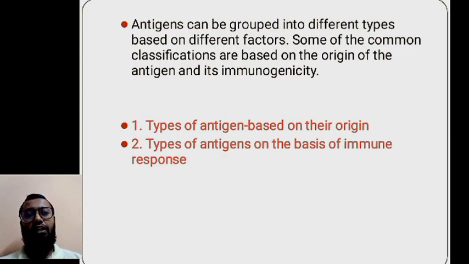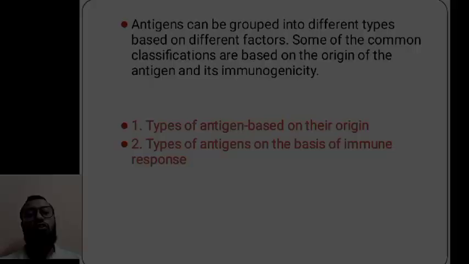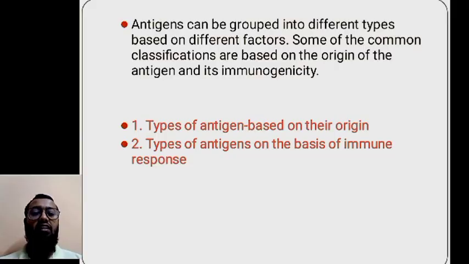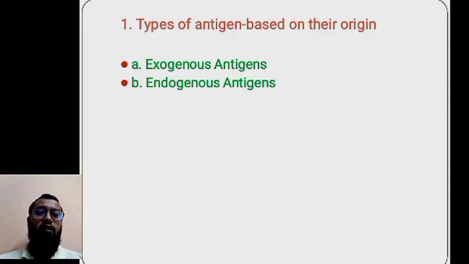Antigens can be grouped into different types based on different factors, and some of the common classifications are based on the origin of the antigen and its immunogenicity. The antigens are classified into two major categories: first, on the basis of origin, and second, on the basis of the immune response. So we are going to see both types one by one. Let's see the first type, the types of antigen on the basis of origin.